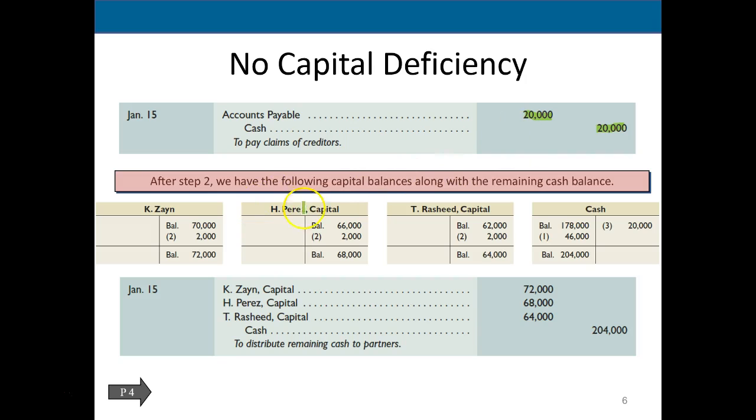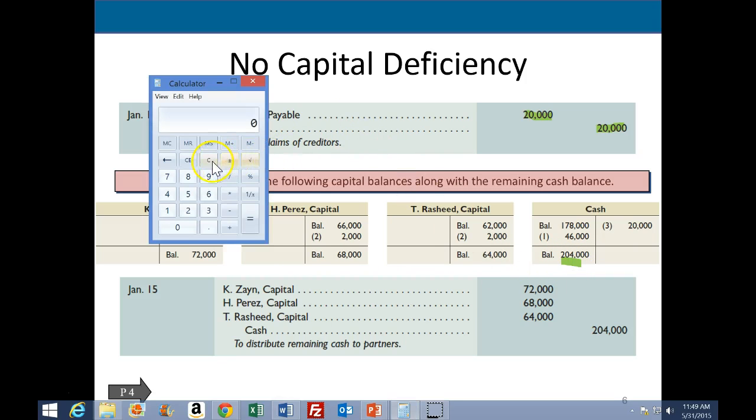After step 2, we have the following capital balances. Now, all we have on the books is cash of $204,000 and the capital balances of $72,000 plus $68,000 plus $64,000, which is the 204. So the credits equal the debits.